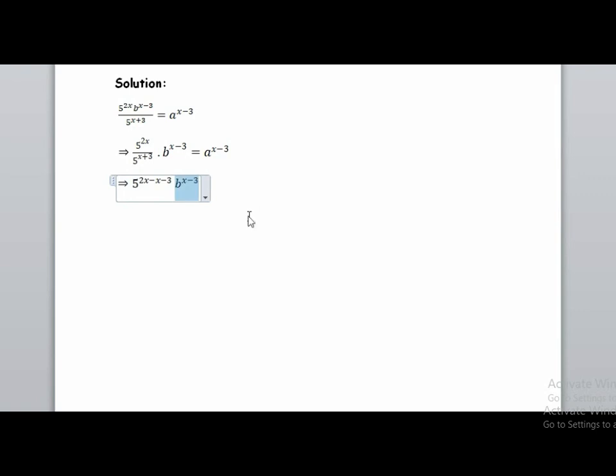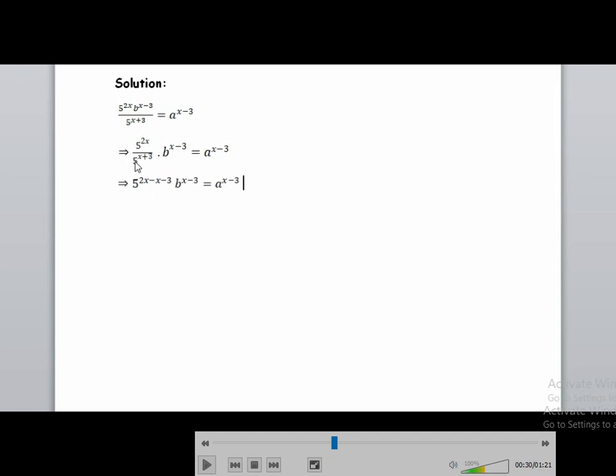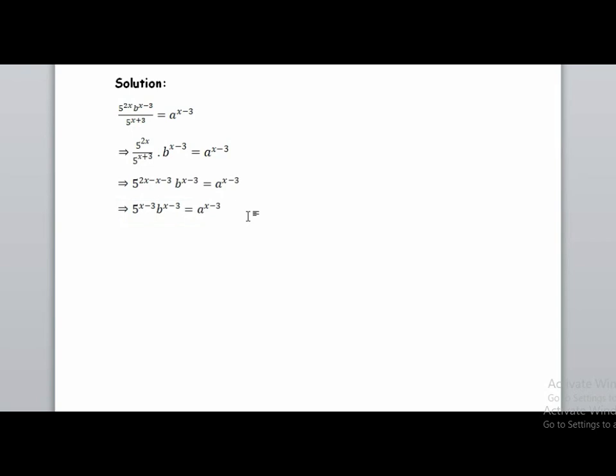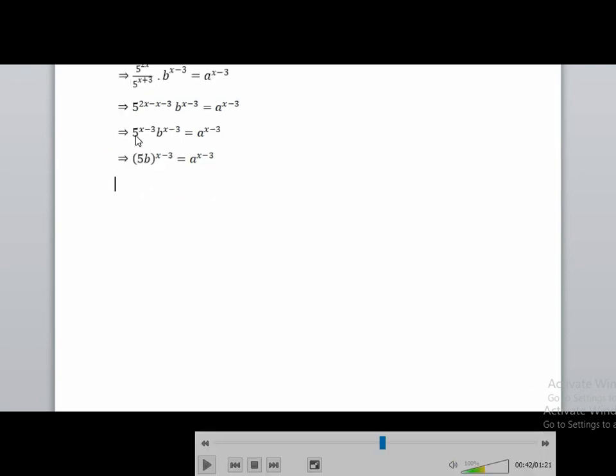So here we can write 5 to the power 2x minus x minus 3. As we divide 5 to the power 2x by 5 to the power x plus 3, this x plus 3 will be subtracted from the 2x, and therefore 5 to the power 2x minus x minus 3. And now we see that 5 to the power x minus 3, b to the power x minus 3, and also a to the power x minus 3. Because the powers are the same, the power is taken as common, so 5b to the power x minus 3.